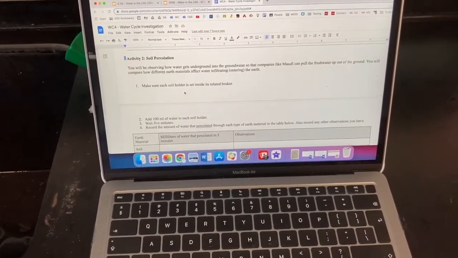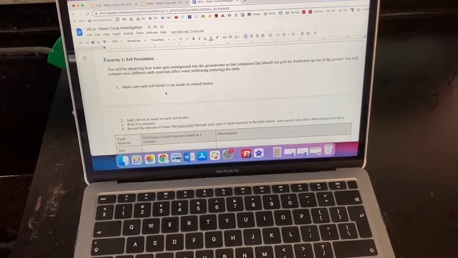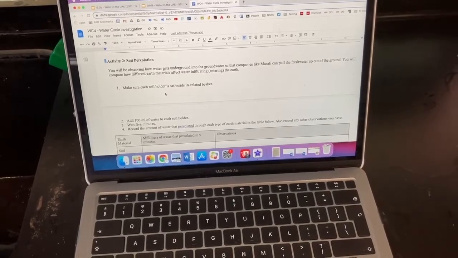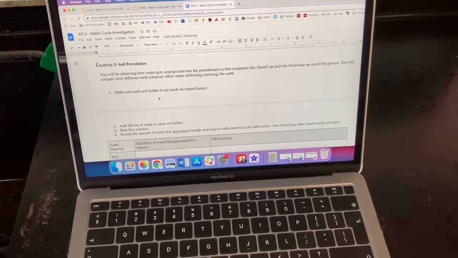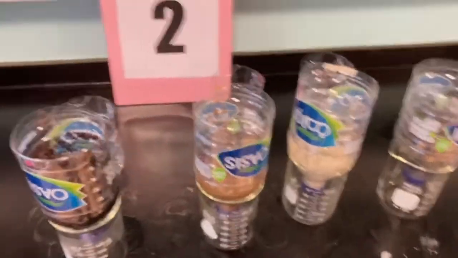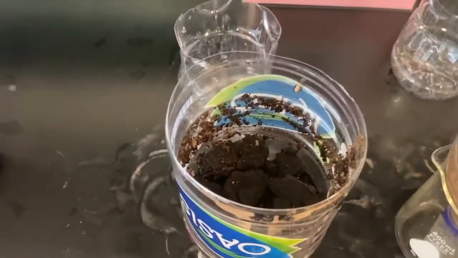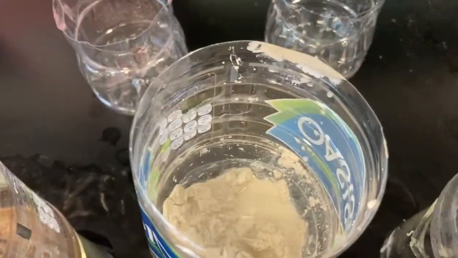All right, now we are at station number 2 about soil percolation. You're going to be observing how water gets underground into the groundwater so that companies like Masafi can pull the fresh water up out of the ground. You're going to compare how different earth materials affect water infiltrating, or entering, or percolating into the earth. You can see that we've got 4 different types of sediments here: soil, sand, clay, and rocks.